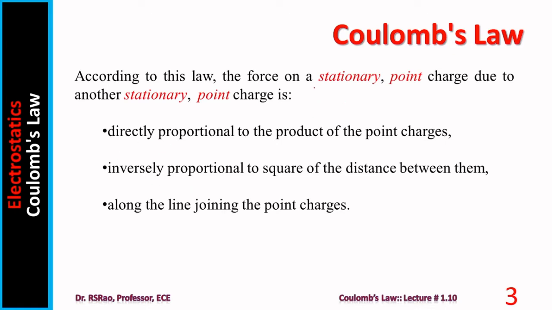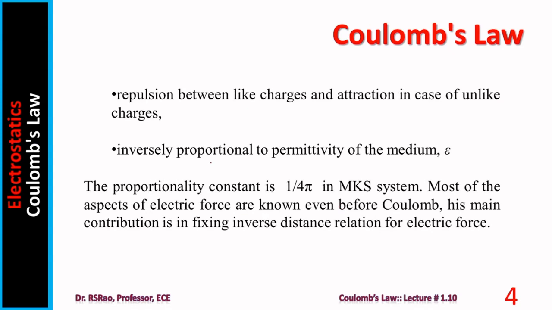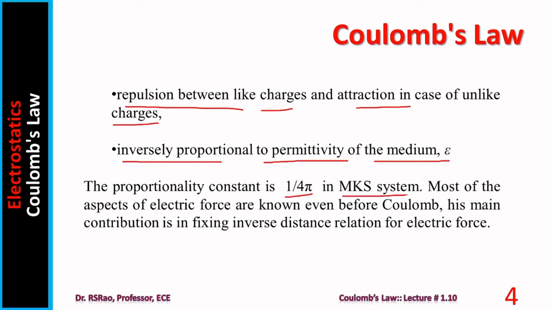Here we consider a statement of Coulomb's law. According to this law, the force on a stationary, means non-moving, point charge, means charge of small size, due to another stationary point charge is directly proportional to the product of the point charges, and inversely proportional to the square of the distance between them. The force is along the line joining the point charges. Another two points are there. It is repulsion between like charges and attraction in case of unlike charges. It is inversely proportional to the permittivity of the medium. The proportionality constant is 1 by 4 pi in the MKS system.